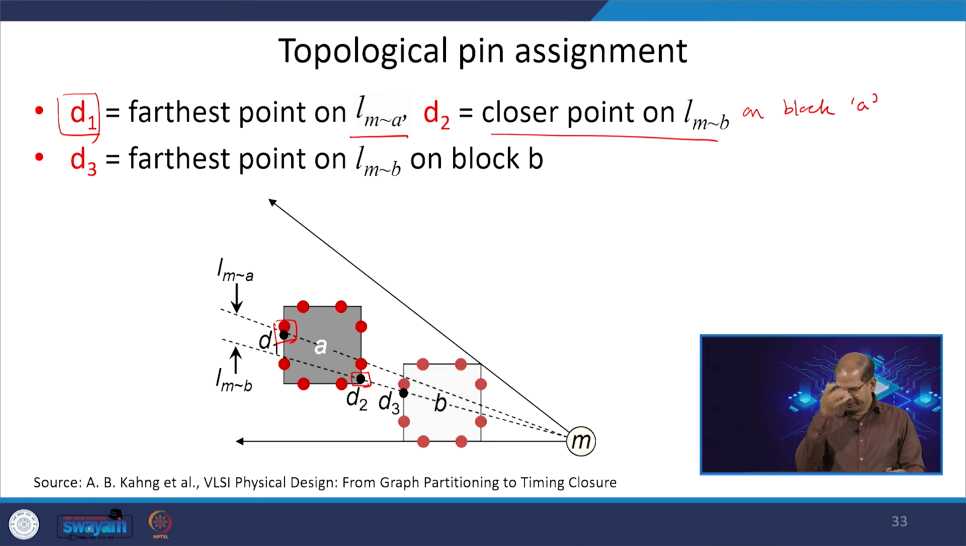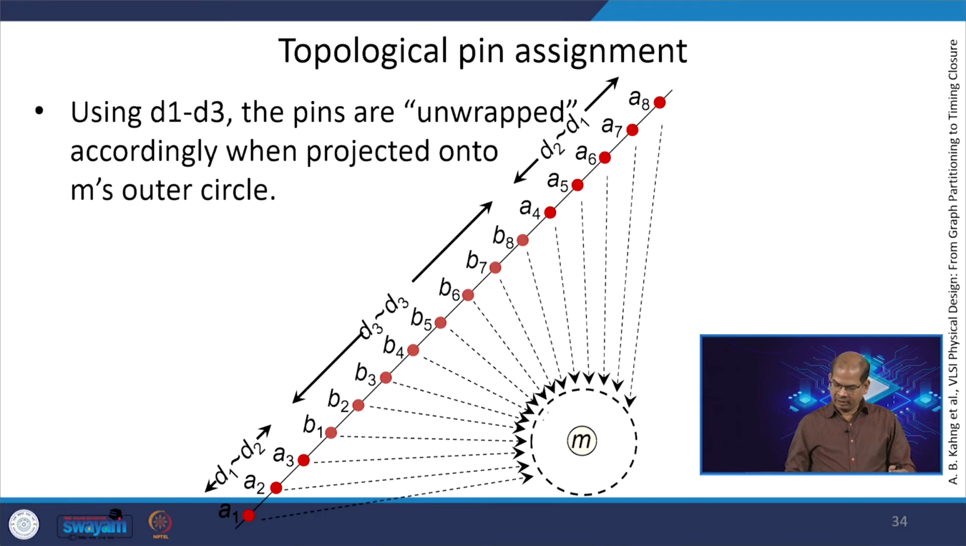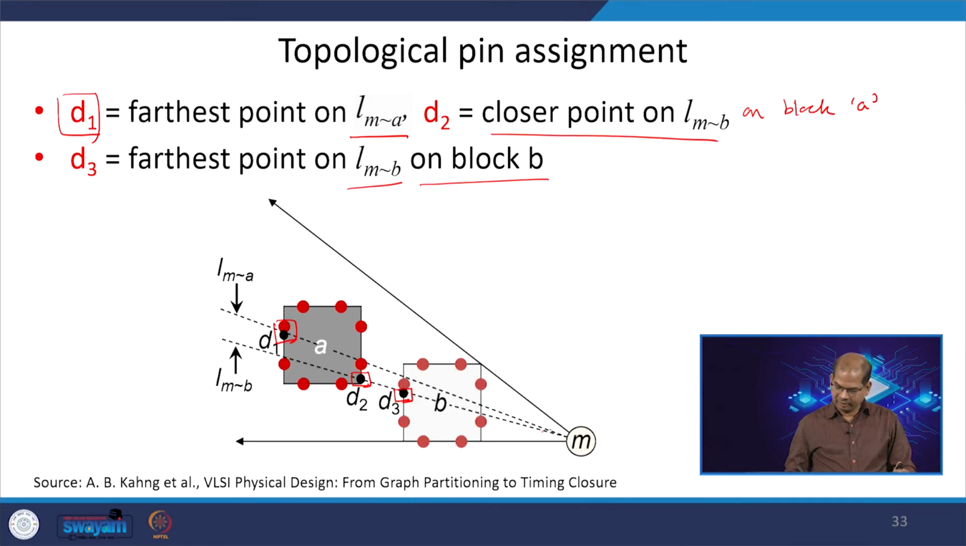So, now I have D3. D3 is the farthest point on line M to B on block B. So, these three parameters are very useful. M has a concentric circle method, then there will be lines drawn between M and the other blocks. So, how will these lines be mapped with the pins of block A and block B?